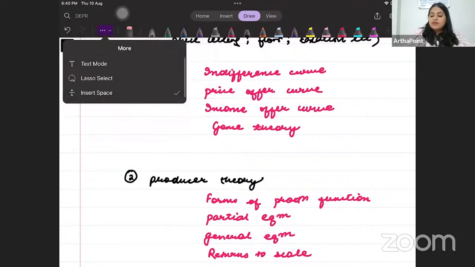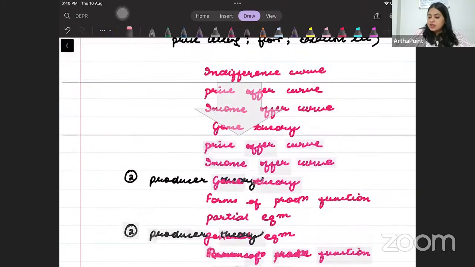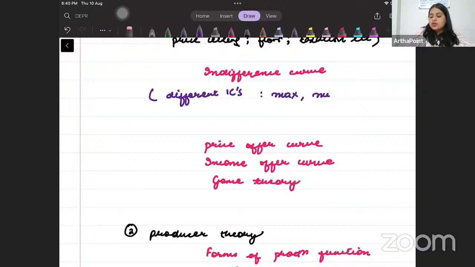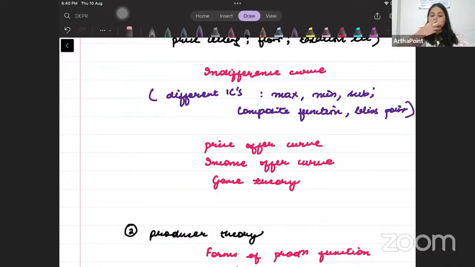Now, when I talk about indifference curve approach, let me create some space again. So, beta, indifference curve approach में क्या क्या पूछा जा सकता है? The basic questions. What are ICs? But you should be well aware of the different kinds of ICs. Like, for example, convex, concave ICs. Then you should be aware of max function, min function, substitute codes, composite functions. You should be aware of the bliss point. And all of this, you should be aware of that.